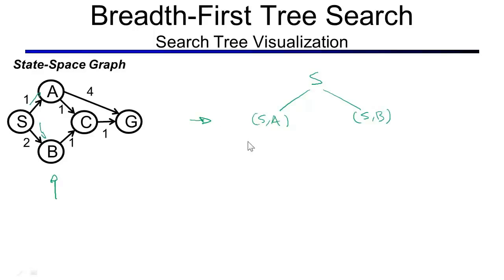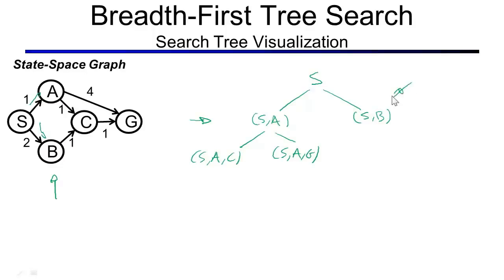Then breadth first search will look at the shallowest nodes in the tree that haven't been expanded yet. There's 2 of them. It'll do alphabetical tie breaking, so SA will get expanded first. A has 2 successors, C and G. So we'll get SAC and SAG.